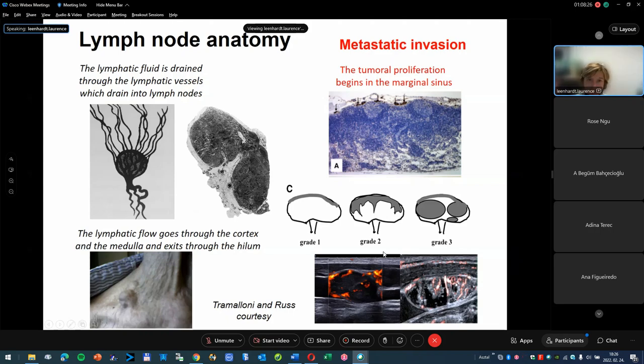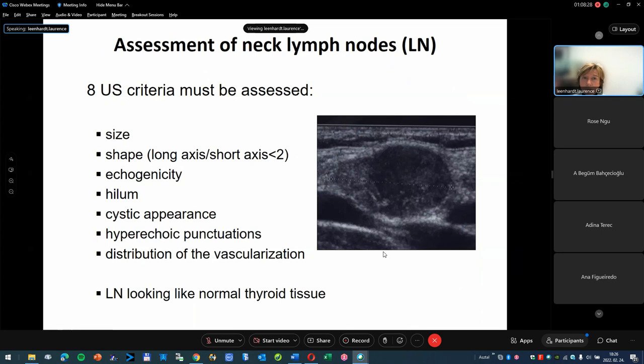So when you want to assess neck lymph nodes with ultrasound, a set of criteria must be assessed: the size, of course, the shape, the echogenicity, the hilum, the cystic appearance, the presence of hyperechoic punctuations, the distribution of the vascularization, and also the fact that the lymph node looks like normal thyroid tissue.